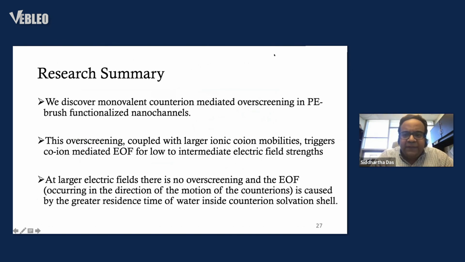So to summarize this second part of the work, we have discovered monovalent counter ion mediated overstraining in polyelectrolyte brush functionalized nanochannels. This overstraining coupled with large coion mobilities triggers coion mediated electroosmotic flow for low to intermediate electric field strength. And finally, at larger electric fields, there is no overstraining, and the electroosmotic flow occurring in the direction of the motion of the counter ions is caused by the greater residence time of water inside the counter ion solvation shell.